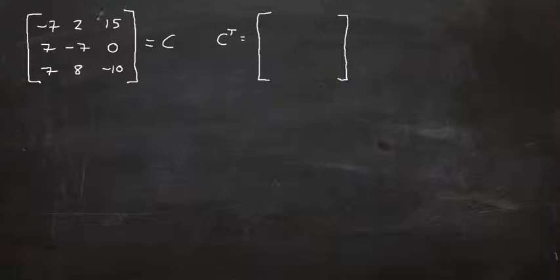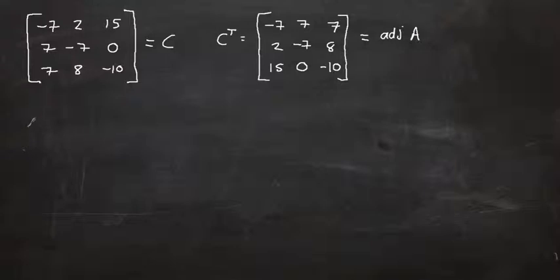So I'm going to make the first row a column. So minus 7, 2, 15. Then I'm going to make the second row the second column, which is 7, minus 7, 0. Then I'm going to make the third row the third column, which is 7, 8, minus 10. That is equal to the adjugate of matrix A, which is our original matrix.